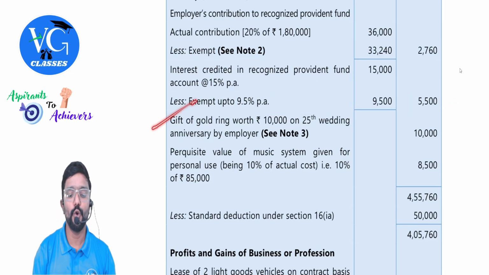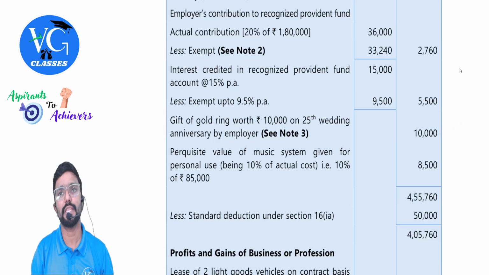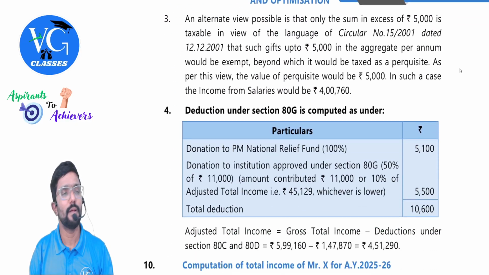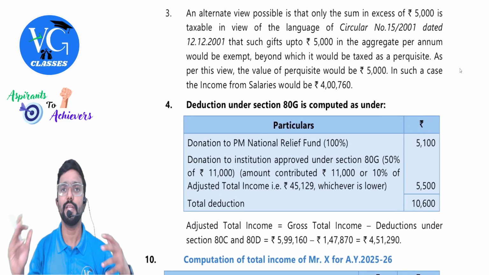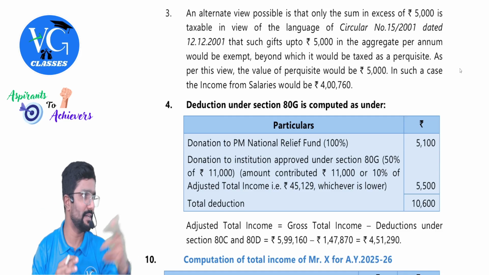Gift of a gold ring worth 10,000. As it is more than 5,000, the gift is in kind. Is it taxable, sir? Yes, the entire 10,000 is taxable. There is also an alternate view, Chinmayi. As per law, if it is more than 5,000, it is fully taxable. But there is a circular telling that if it is more than 5,000, tax only the difference, the additional part.